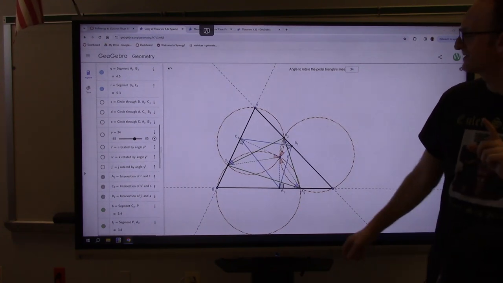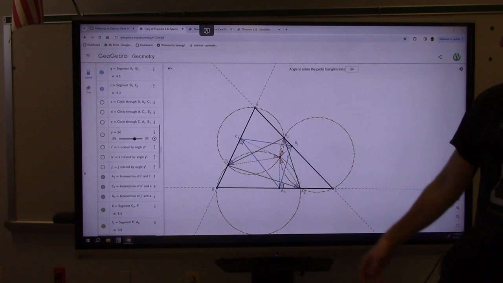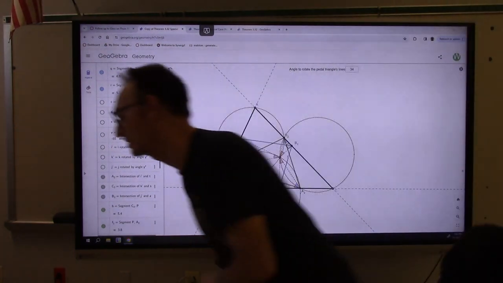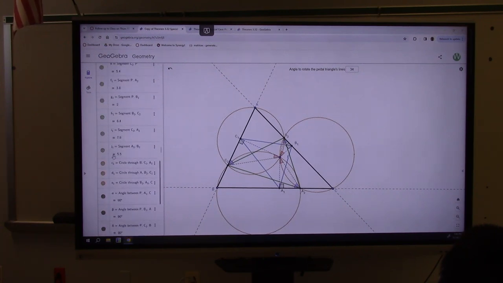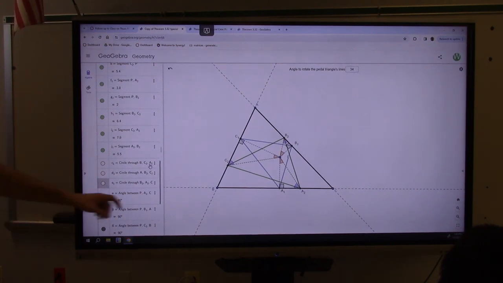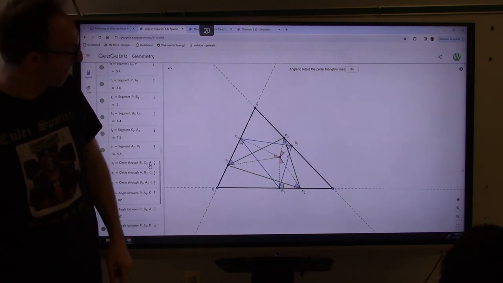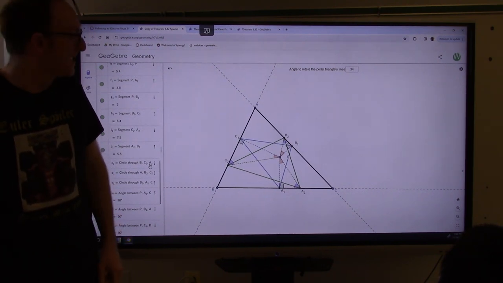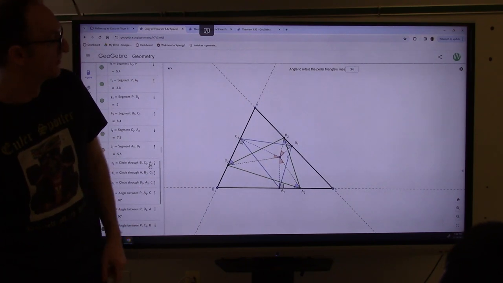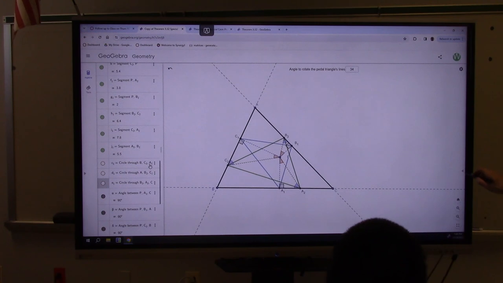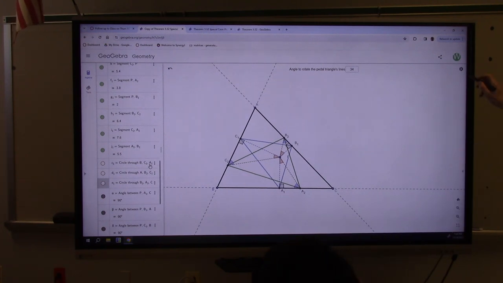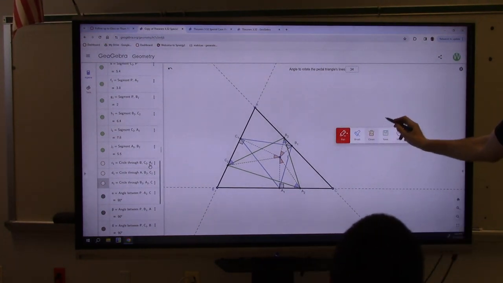Yes. Take the following quadrilateral, P, A2, C2. In fact, I could even hide all the circles for a second. B2, A2, C2, that's the circle. That's the supplement to the blue angle, right? And what's also the right angle? B2, P, C2 is the supplement. So then the blue is the supplement of the supplement of the blue. Okay, good.